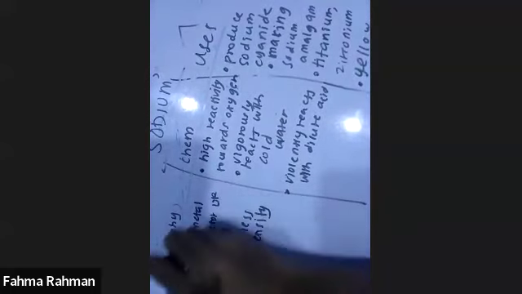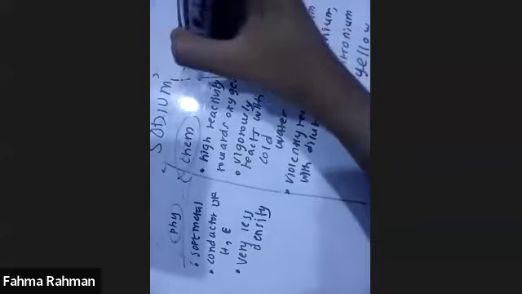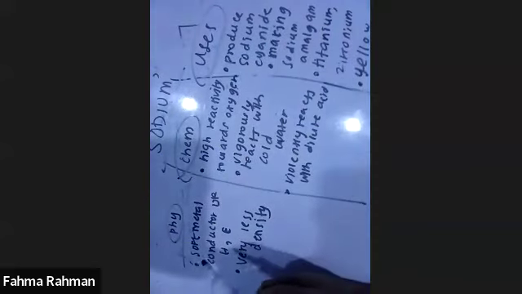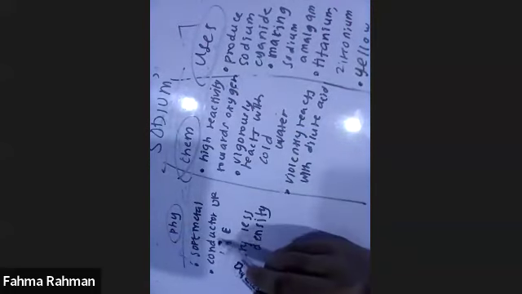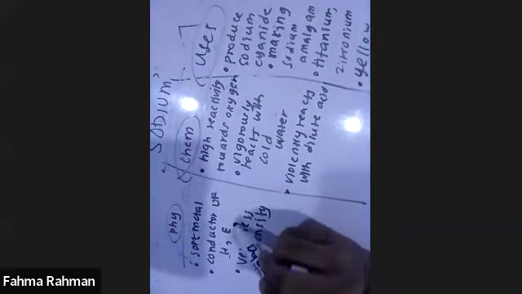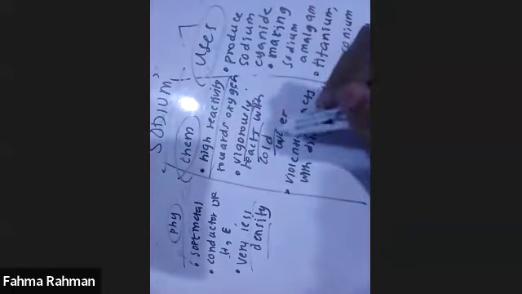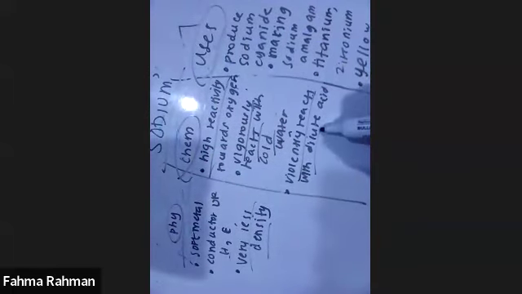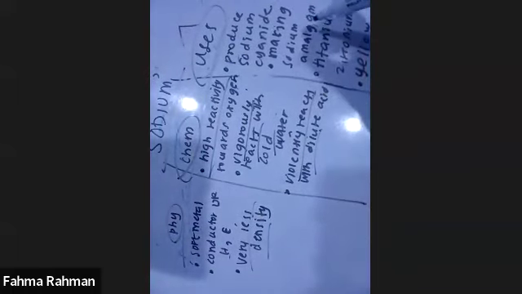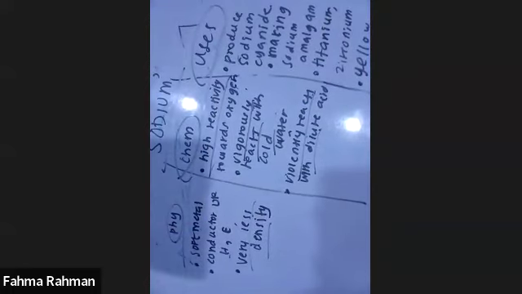You can write the physical properties of sodium, chemical properties of sodium, and the uses of sodium. The physical properties: it's a soft metal, conductor of heat and electricity, very low density. The chemical properties: high reactivity towards oxygen, vigorously reacts with cold water, violently reacts with dilute acids. The uses of sodium: producing sodium cyanide, making sodium amalgam, extracting titanium and zirconium, and producing a yellow glow for street lamps. This is basically regarding sodium.